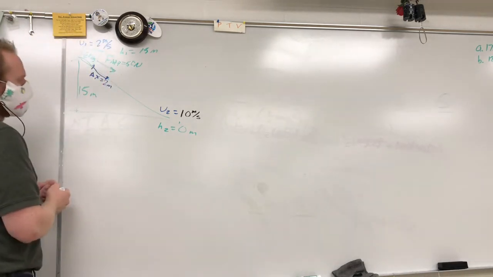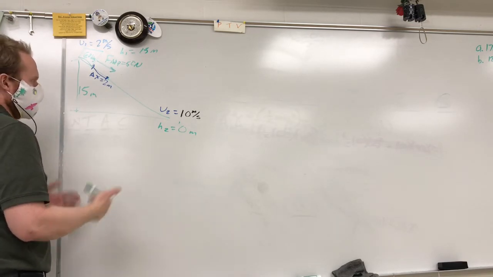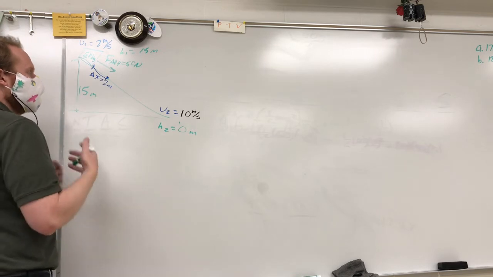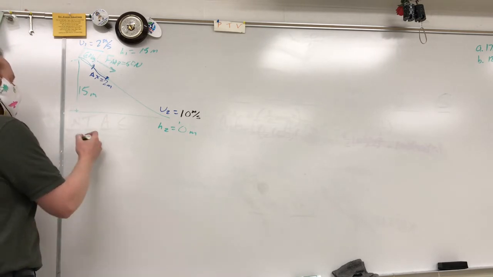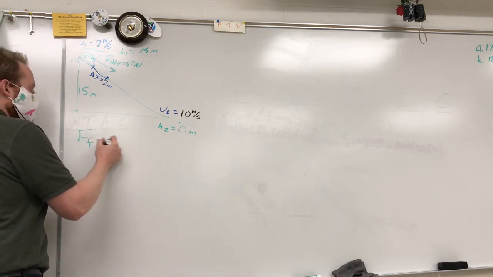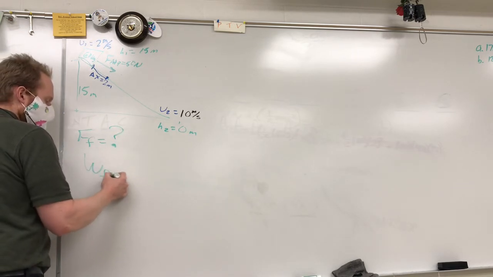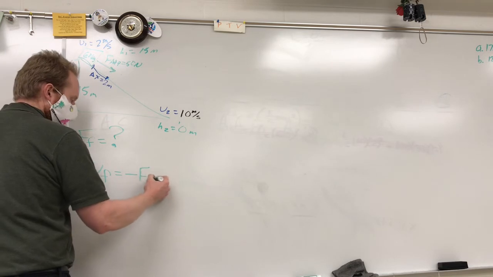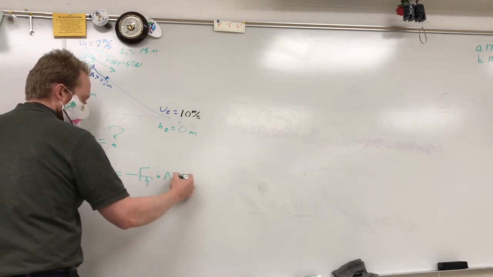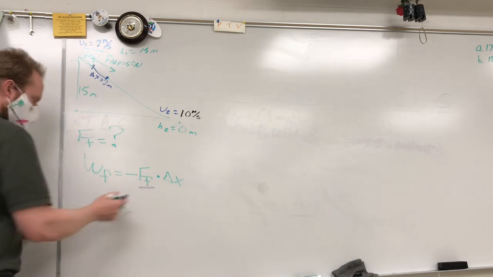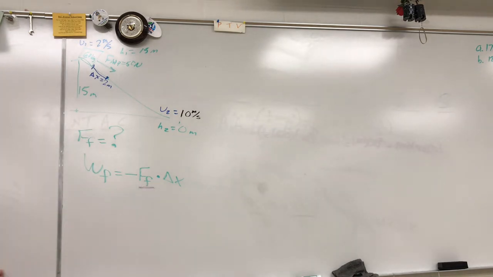The thing that's different about this one is now there is friction. And the reason you aren't going 17 meters per second is because friction is going to slow you down. Now the ultimate question is, what is that force of friction? And the way we're going to get to that force of friction is in that work done by friction equation.